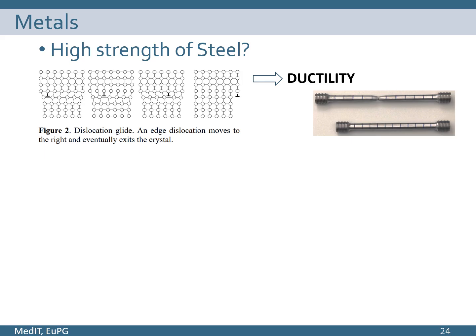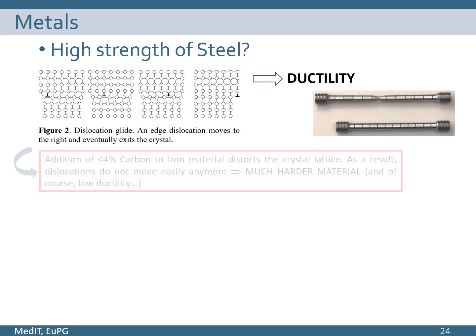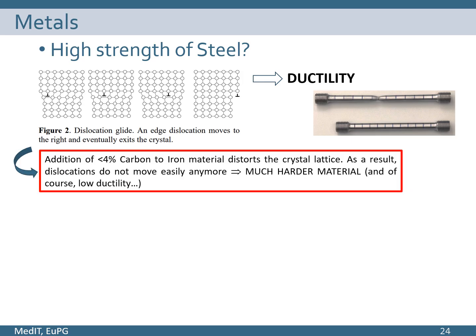Okay, so now let's go back to steel. Steel is not made of iron alone. Okay, you of course all know that already. Steel also contains a small amount of carbon. And these carbon atoms distort the crystal lattice, making it more difficult for dislocations to move. But now, if the motion of dislocations is blocked, the metal becomes much harder to deform. This is why steel is significantly more rigid than pure iron.